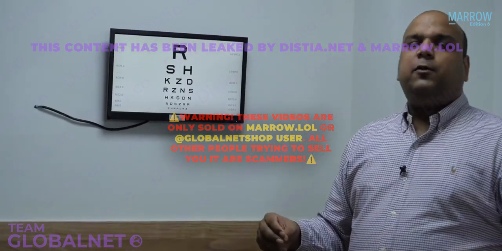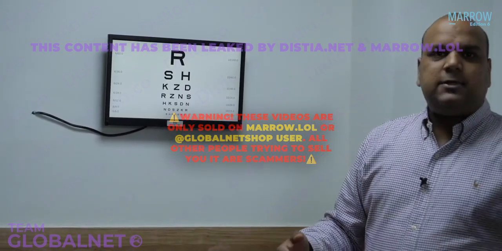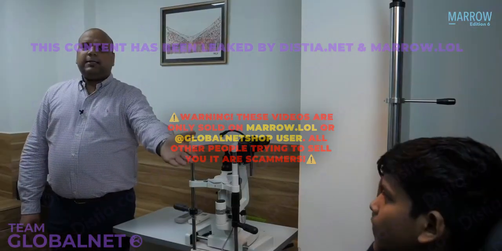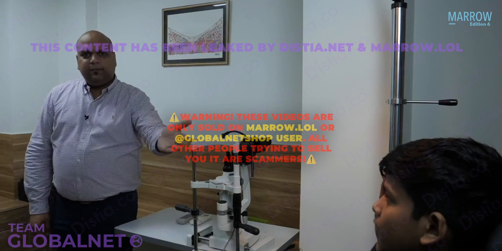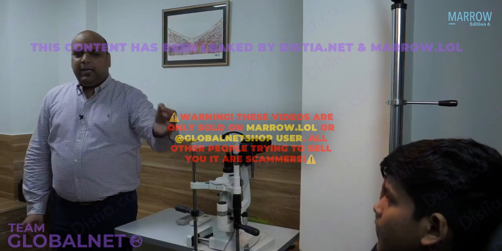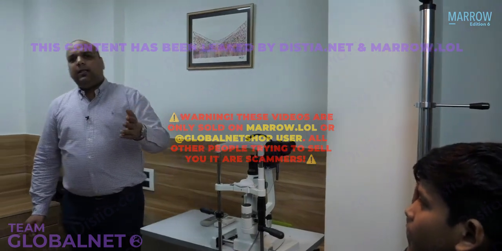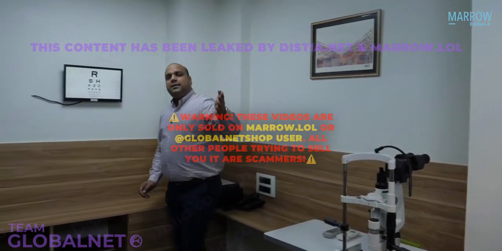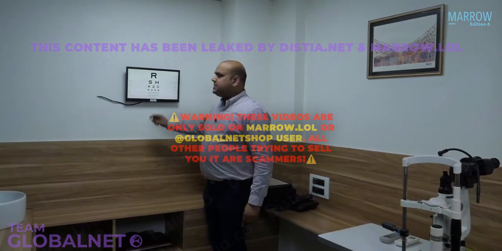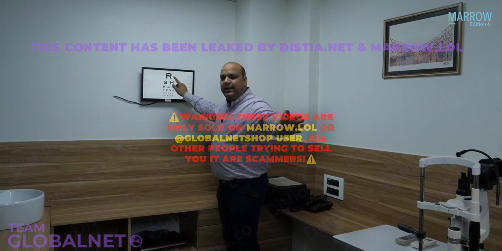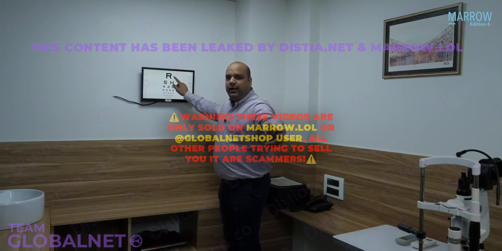Now let's take the example of patient number 2. The same patient becomes our patient number 2 in this case. So now Karan is our second patient. Because we have tested the vision of the right eye, in which the vision was 6 by 6, now we are going to test his vision of the left eye. Again, Karan is sitting at a distance of 6 meters, and he will be reading the chart with his right eye closed and only the left eye open.